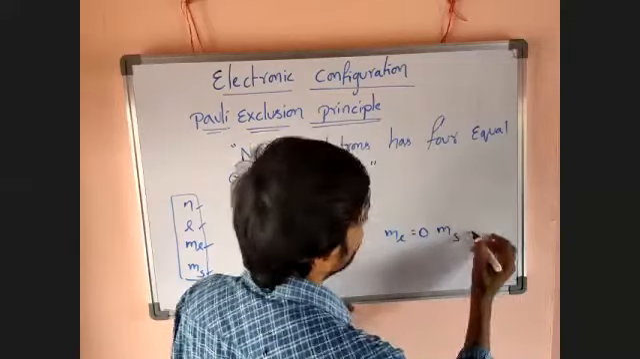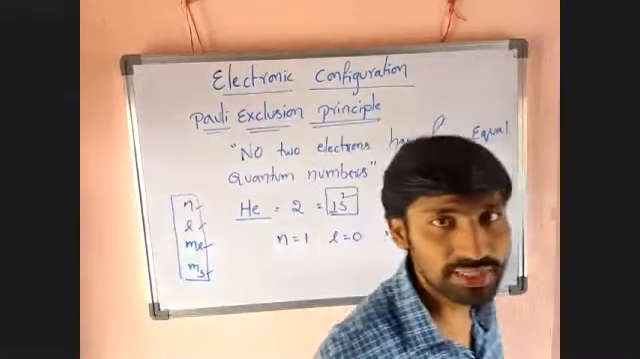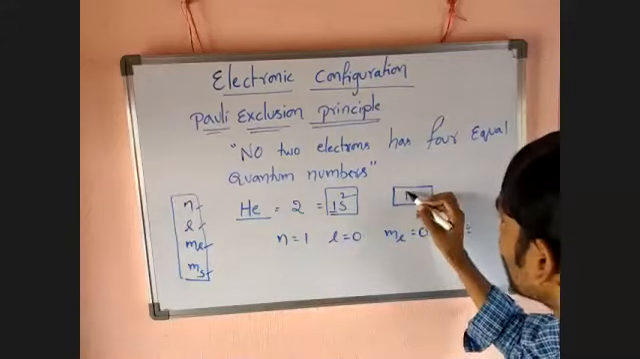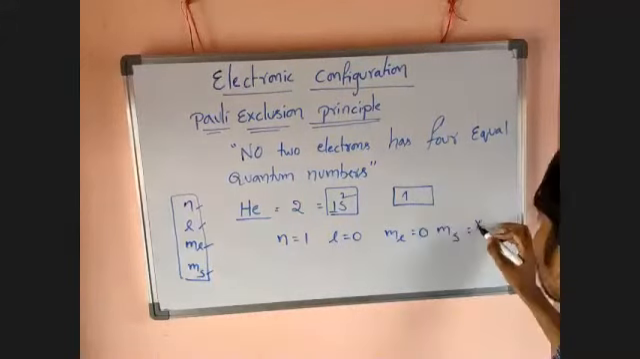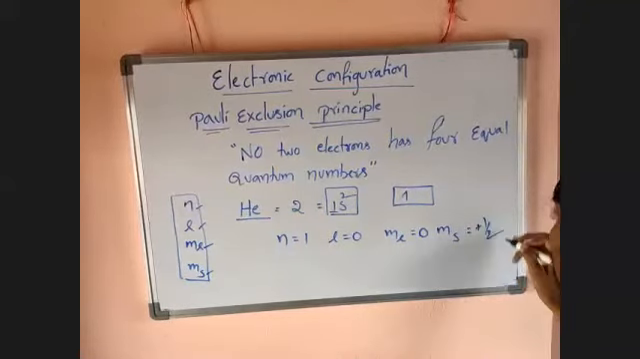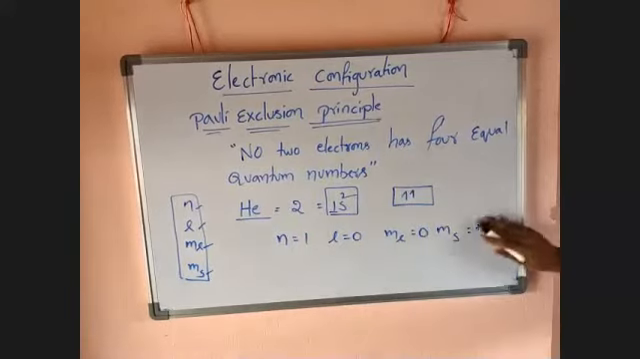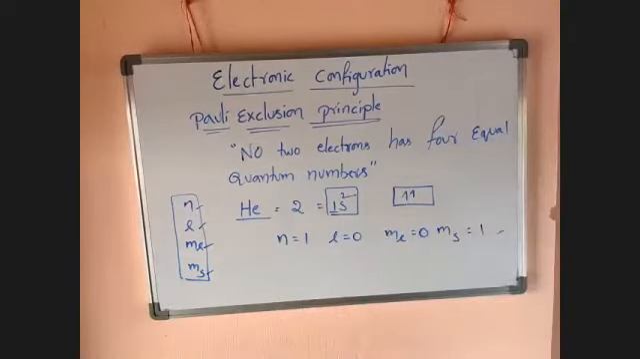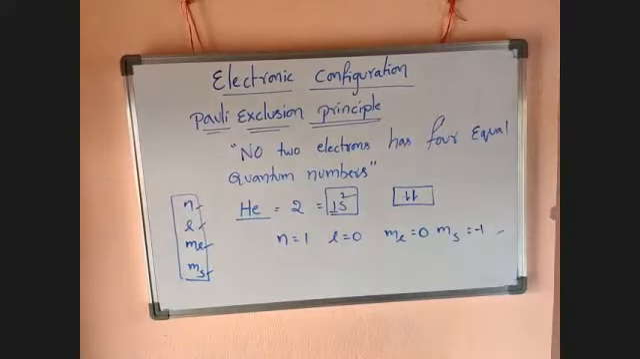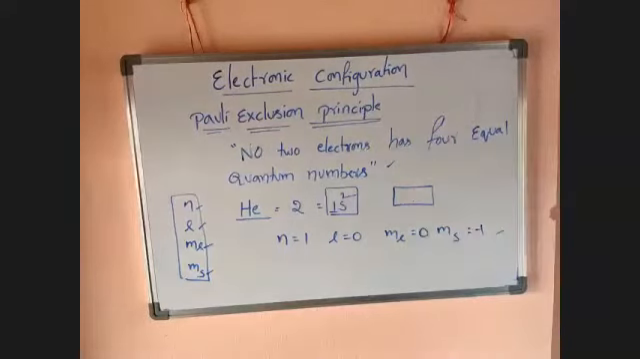Then how to take the ms value? We know that an s orbital is only 1. Now, how to take the electron like this? It is plus half. If you take the other electron again in the upward direction, plus half, it will become 1. If you take both downwards, both you have to take as minus half. Based on this rule, it is not correct.